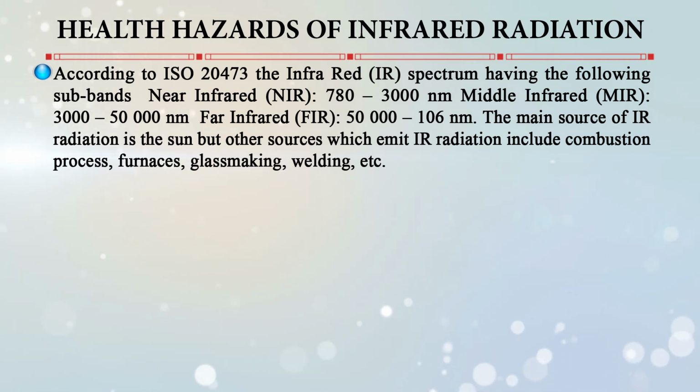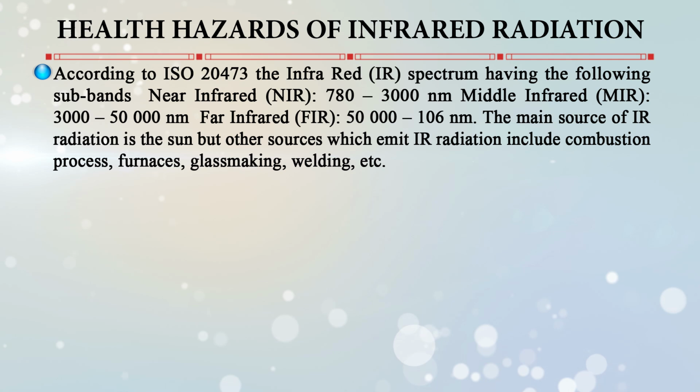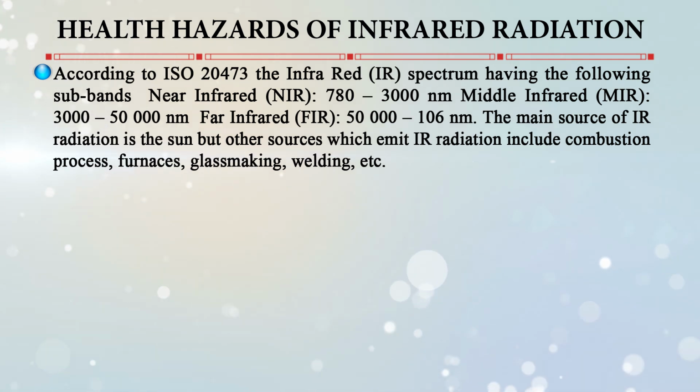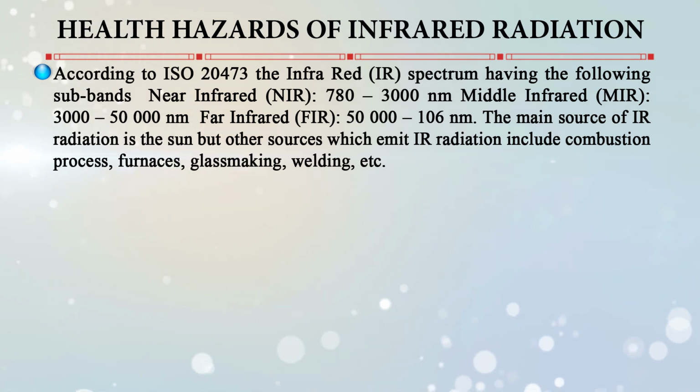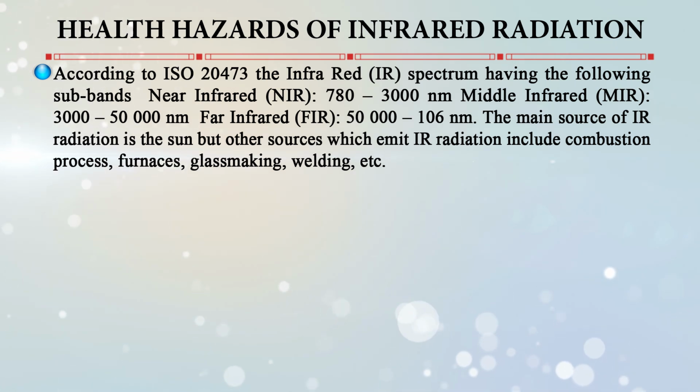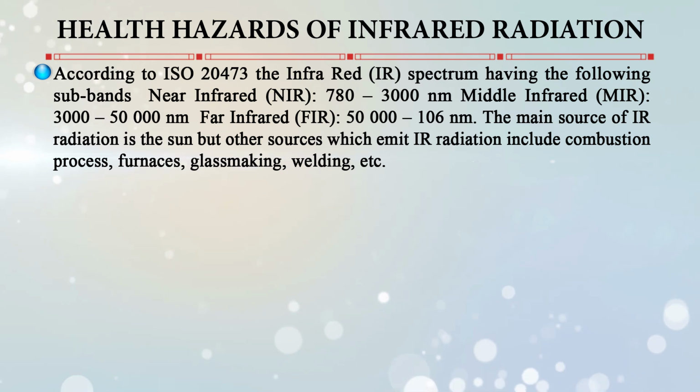So the main source of IR radiation is the sun. But other sources that can emit infrared radiation are some combustion processes in furnaces, glass making, welding, and the like.